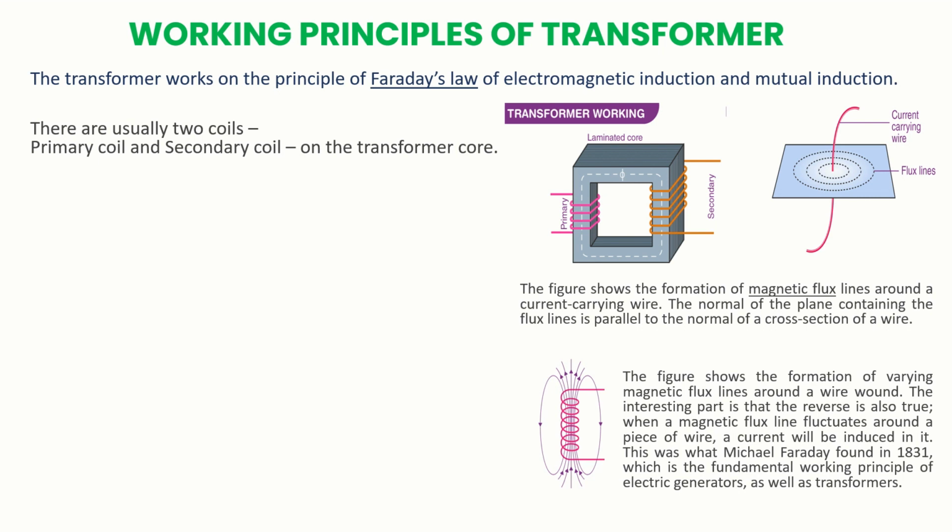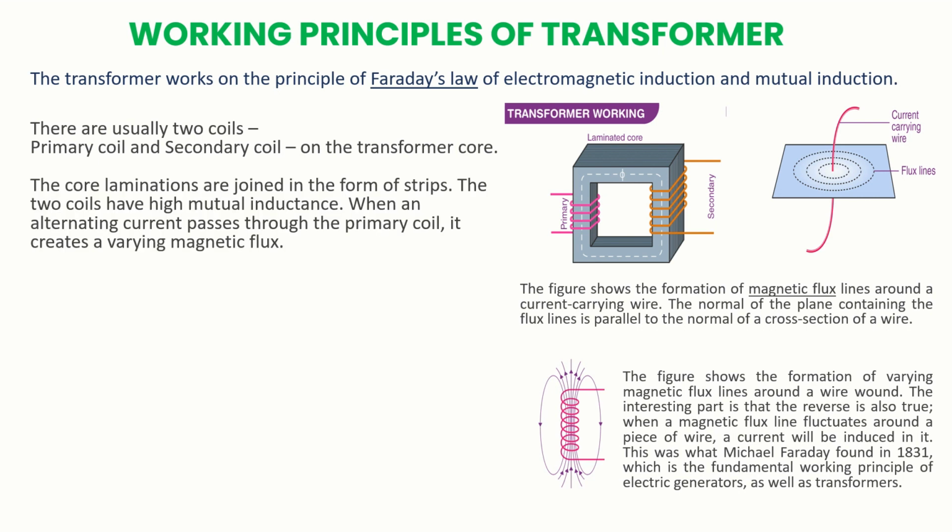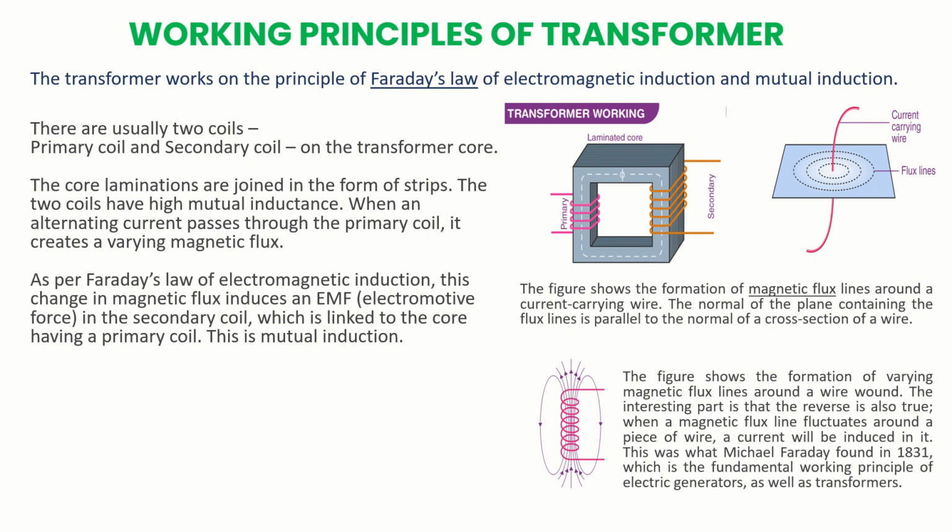There are usually two coils, as I told, primary coil and secondary coil. The core laminations are joined in the form of strips so that the losses can be reduced in the creation of magnetic fluxes. As per Faraday's law of electromagnetic induction, this change in magnetic flux induces an EMF, electromotive force, in the secondary coil, which is linked to the core having a primary coil.